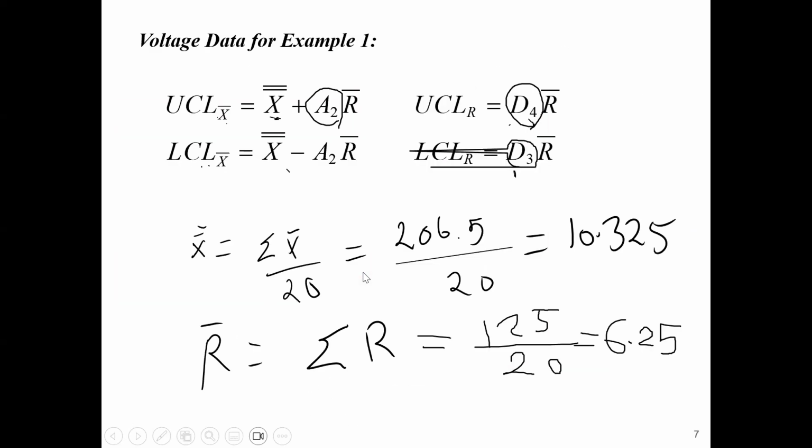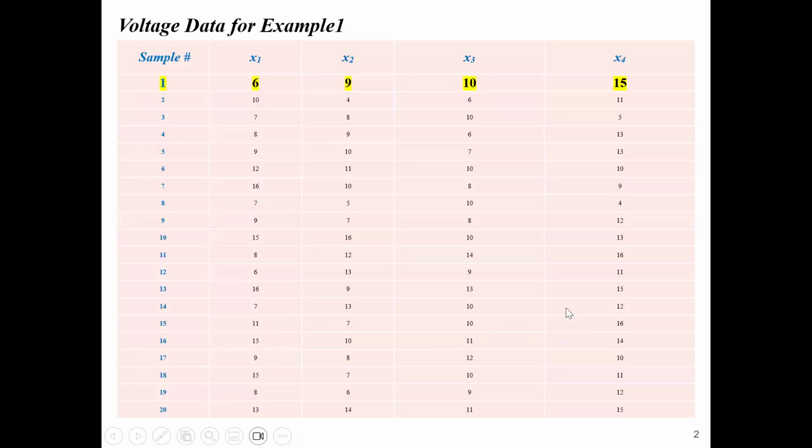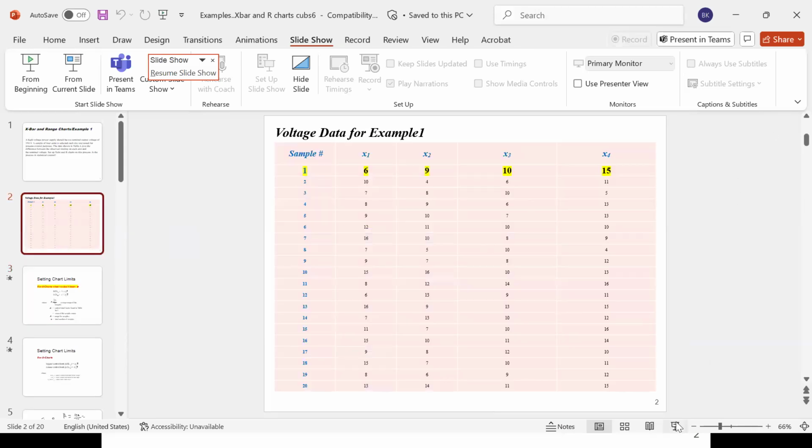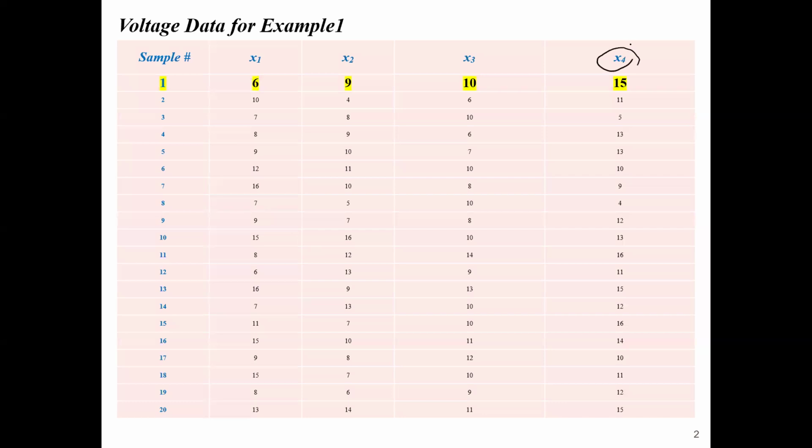So we said for this example, we have x1, x2, x3, x4. We have 20 samples of size 4. The sample size is 4 because we have x1, x2, x3, x4. We have 4 data points for each sample.